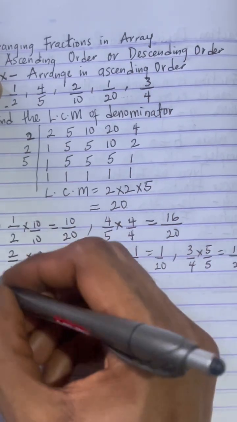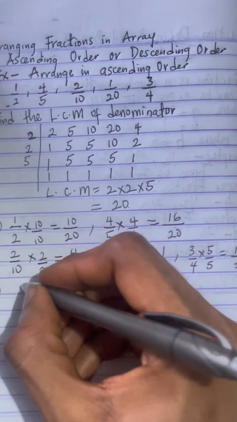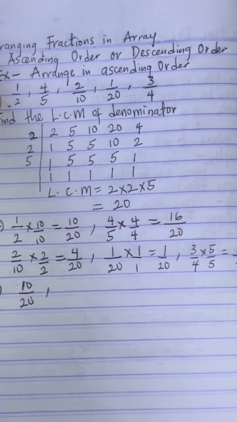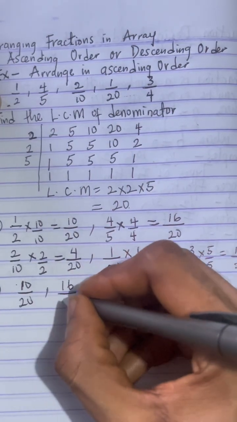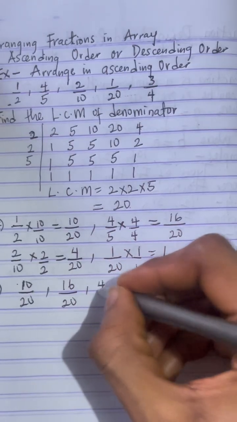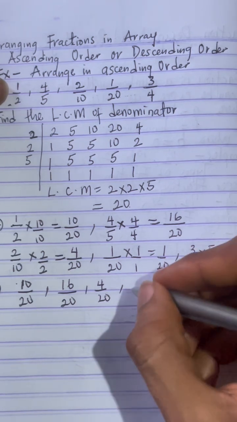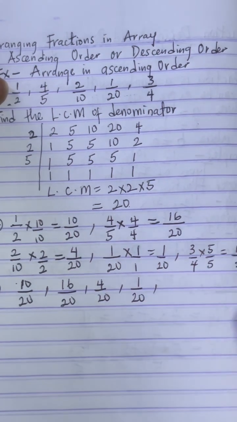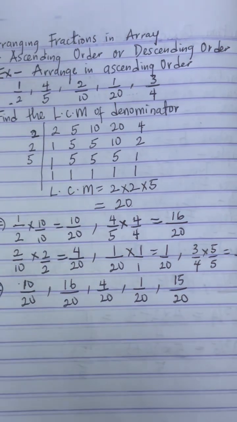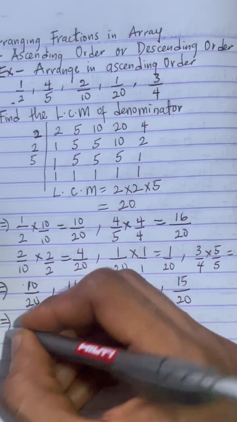So let's write them out now in terms of a common denominator. 1 over 2 is now appearing as 10 over 20, comma. 4 over 5 is now appearing as 16 over 20, comma. 2 over 10 is now appearing as what? 4 over 20, comma. 1 over 20 is now appearing as what? 1 over 20 also, comma. 3 over 4 is now appearing as what? 15 over 20. Good.